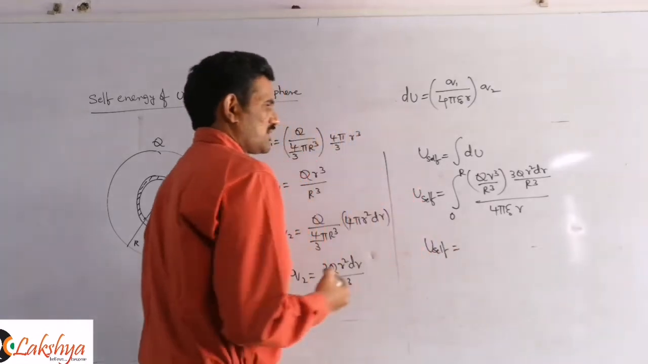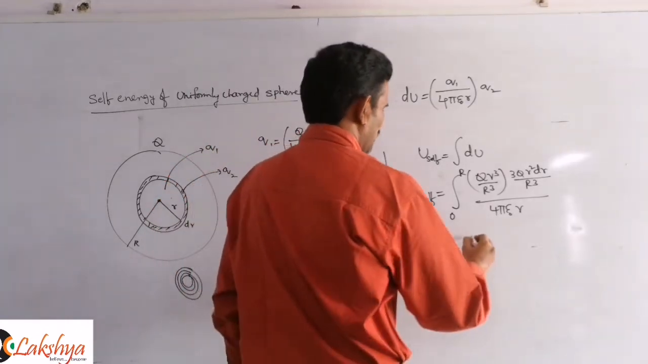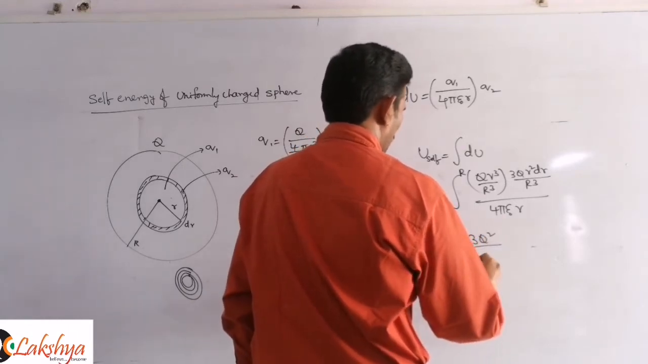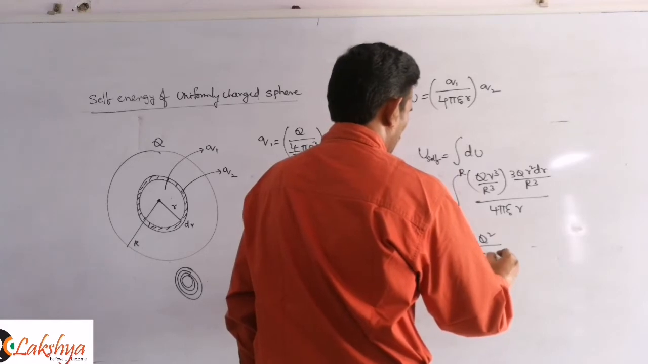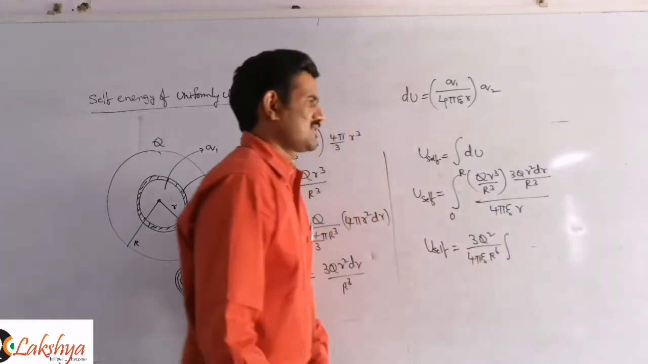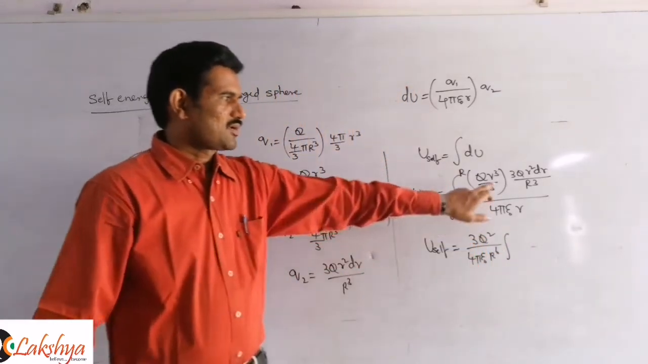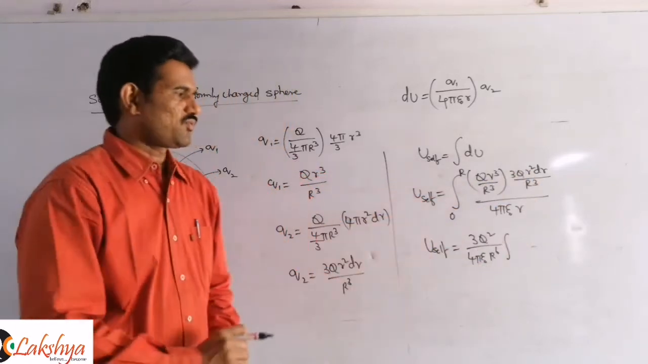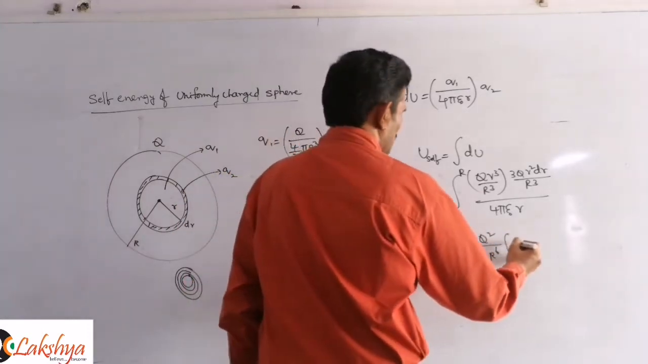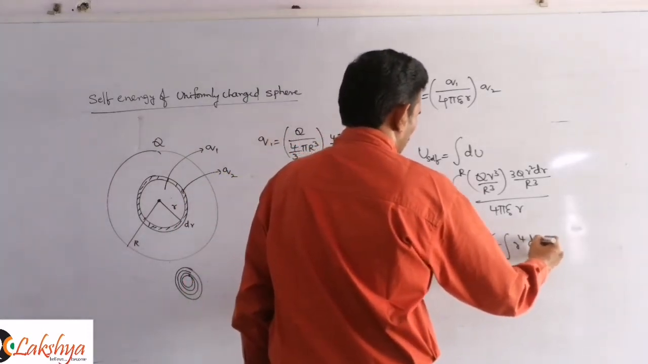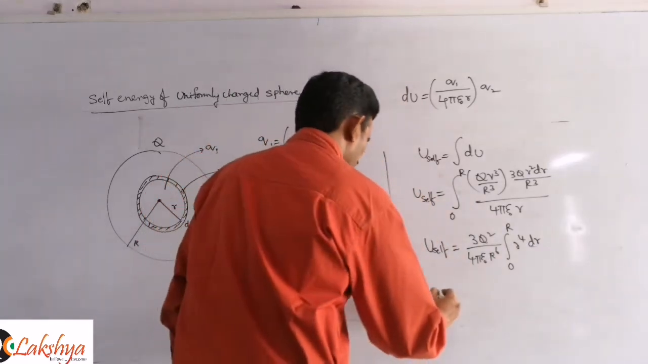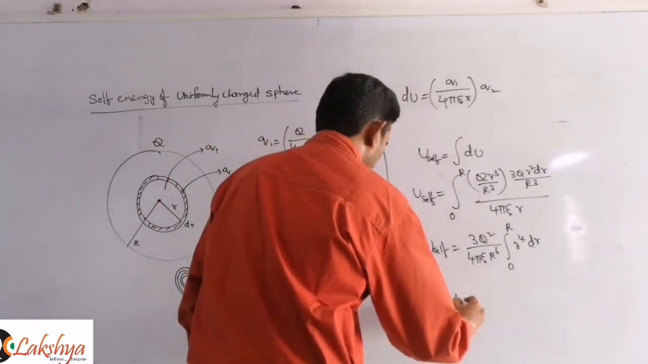So then you can write these constants outside, 3q square by 4 pi epsilon naught into R power 6, into, see the smaller terms. So here r cube and r square, r power 5, and here one r we need to cancel, so r power 4 you will get. So this is r power 4 dr, and limits are from 0 to capital R. And just simplify that, you will get the self energy of the system.